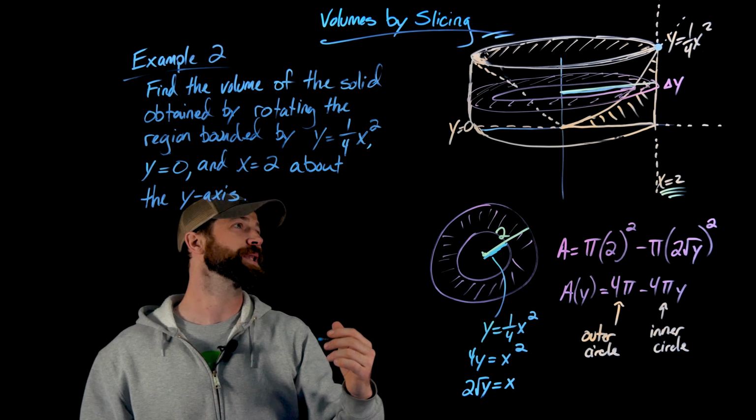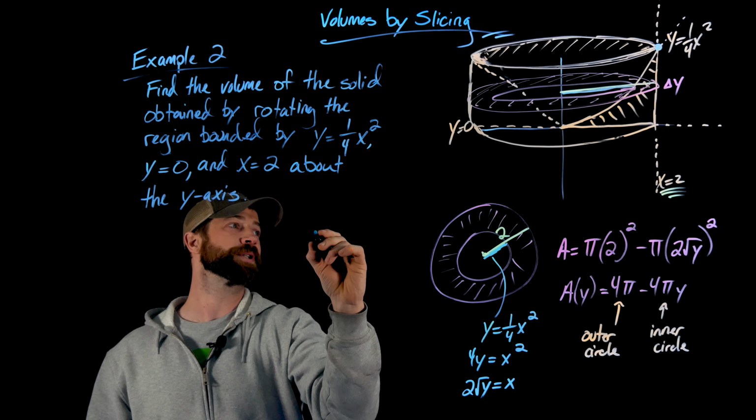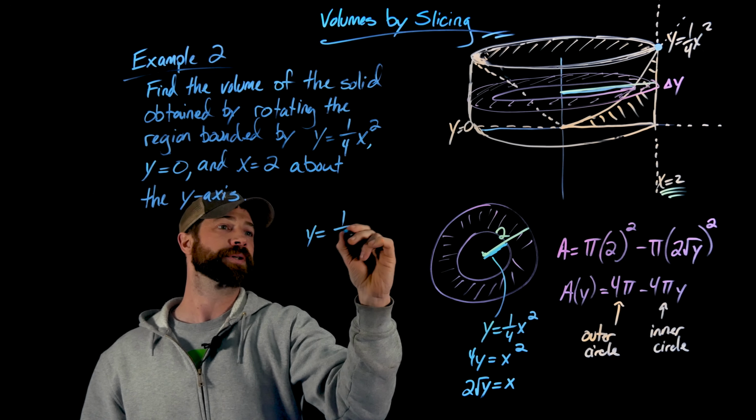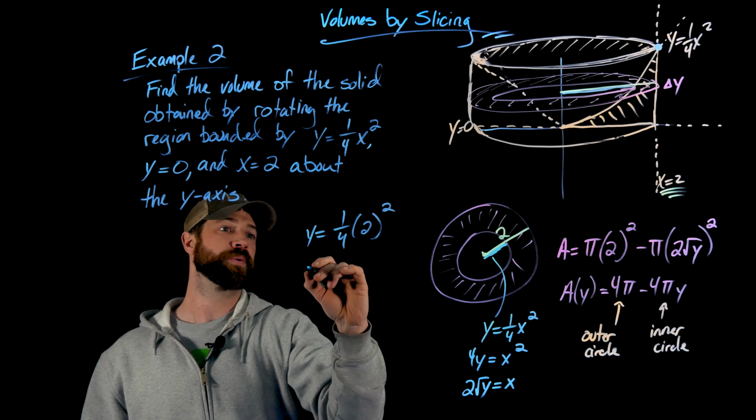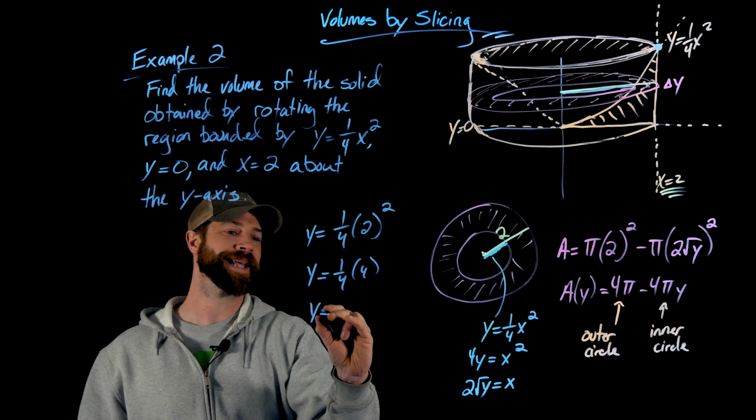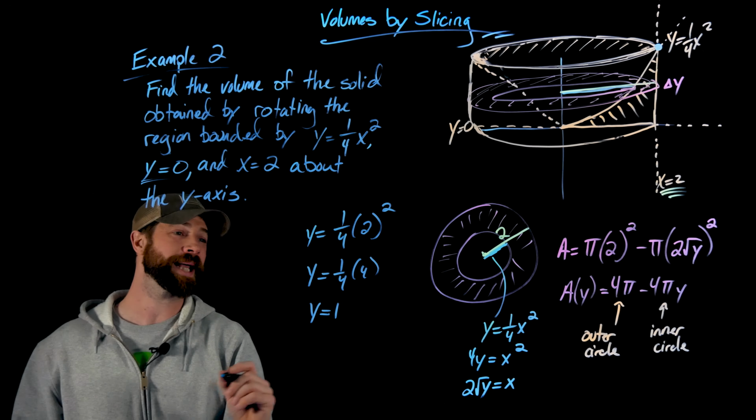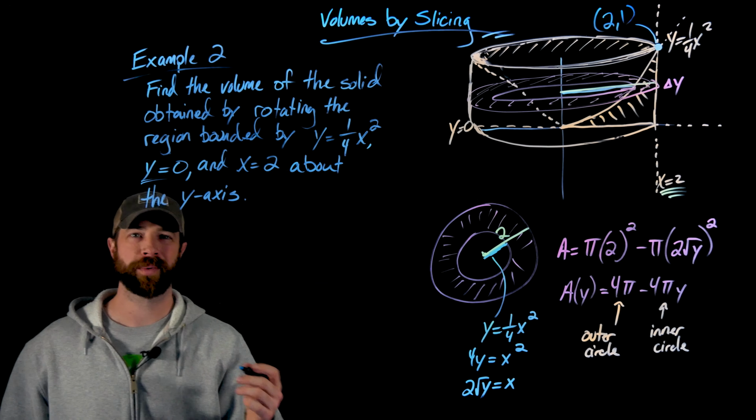And so all I need to do in that case, I could just kind of throw numbers in and figure it out. What I'm going to do is figure out what y equals when x equals 2. So just real fast to show that: I get y equals 1/4 times 4, which means y equals 1. And so what we're going to do is integrate from y equals 0 to y equals 1. So there we have all the pieces.